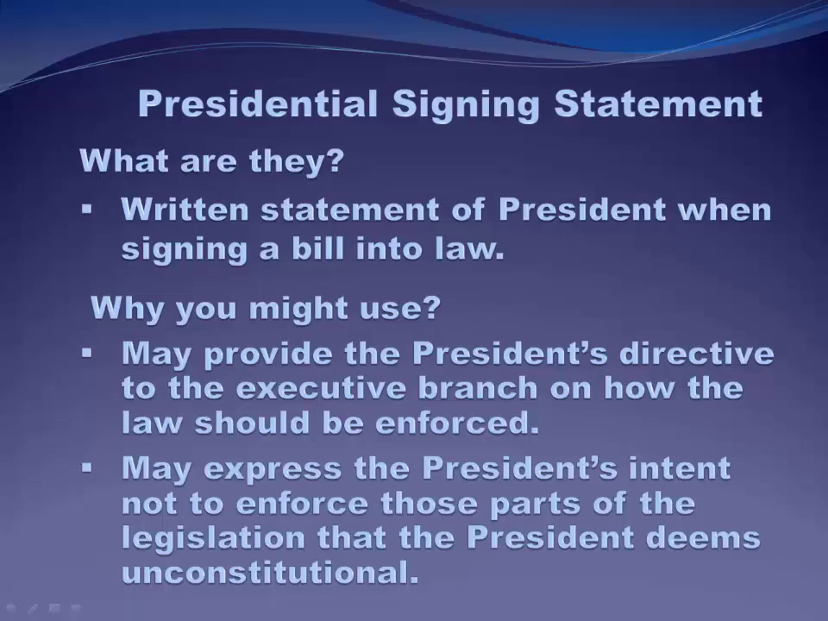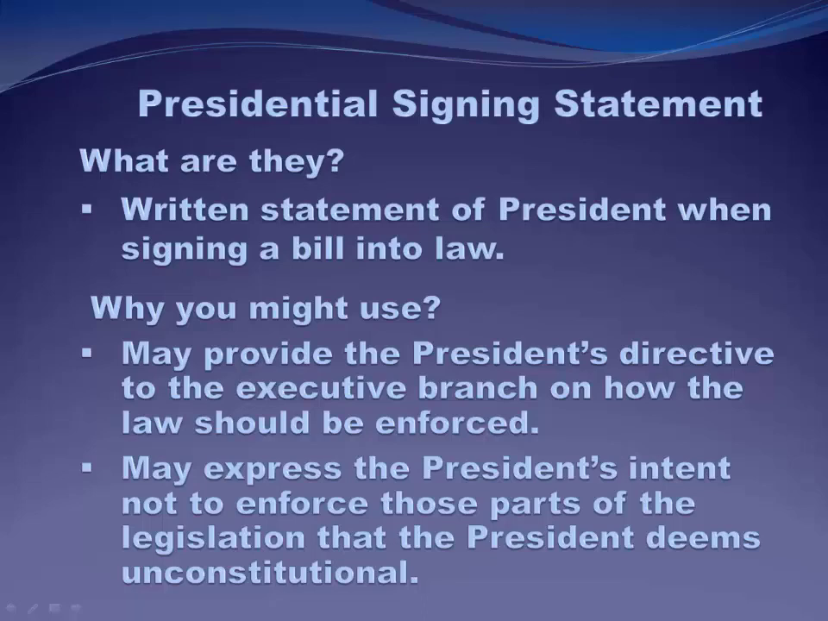Just to give you a very brief background, sometimes presidents will say to the executive branch that they expect the new legislation to be enforced in a certain manner, whereas Congress could argue that that interpretation is at odds with the plain meaning of the legislation. And even more controversial, presidents have in the past actually expressed an intent not to enforce certain parts of legislation because the president is deeming that legislation to be unconstitutional.